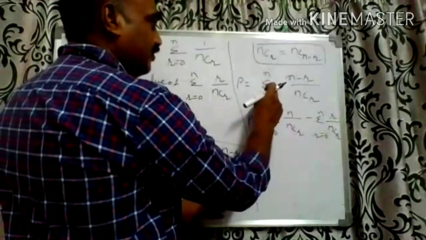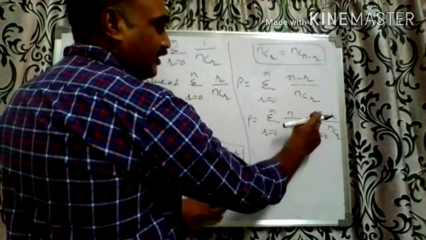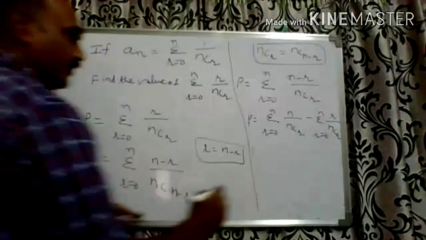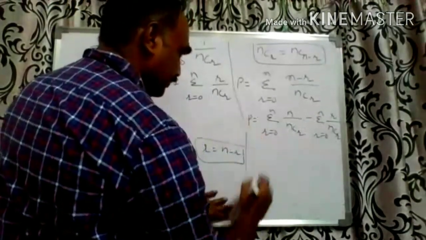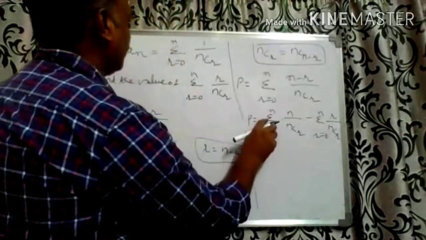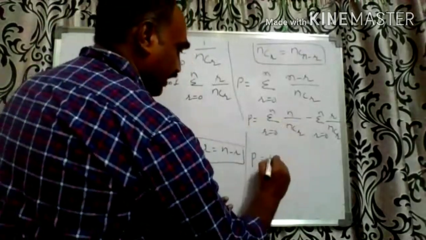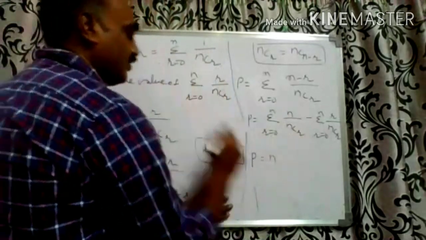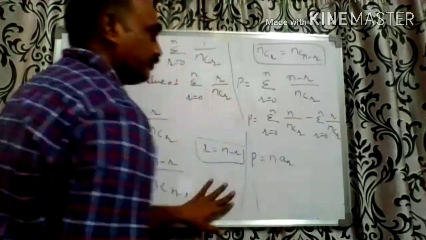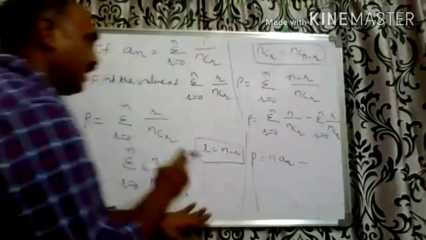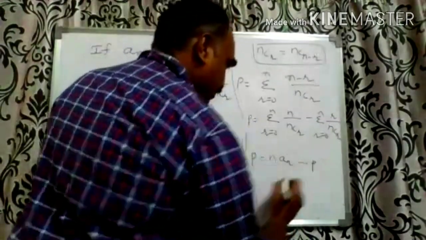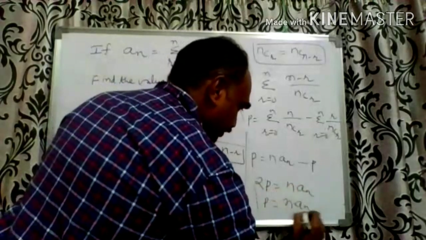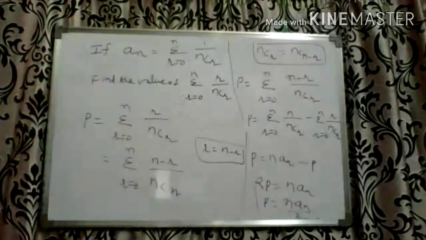P is equal to sigma r is equal to 0 to n of n by nCr minus sigma r is equal to 0 to n of r by nCr. Sigma r is equal to 0 to n of r by nCr is equal to P. Therefore, P is equal to n, where n is constant, into sigma r is equal to 0 to n of 1 by nCr, minus P. So 2P is equal to n into An, P is equal to n into An by 2. So the final answer is n into An by 2.